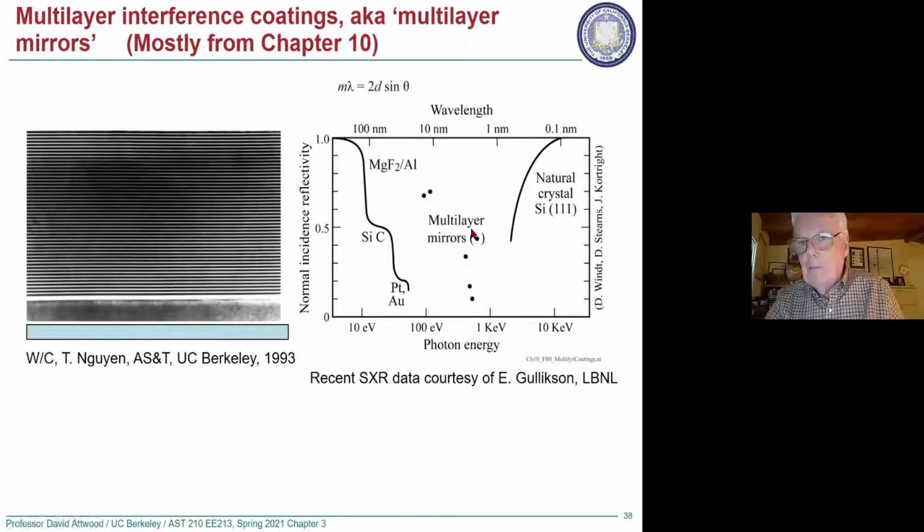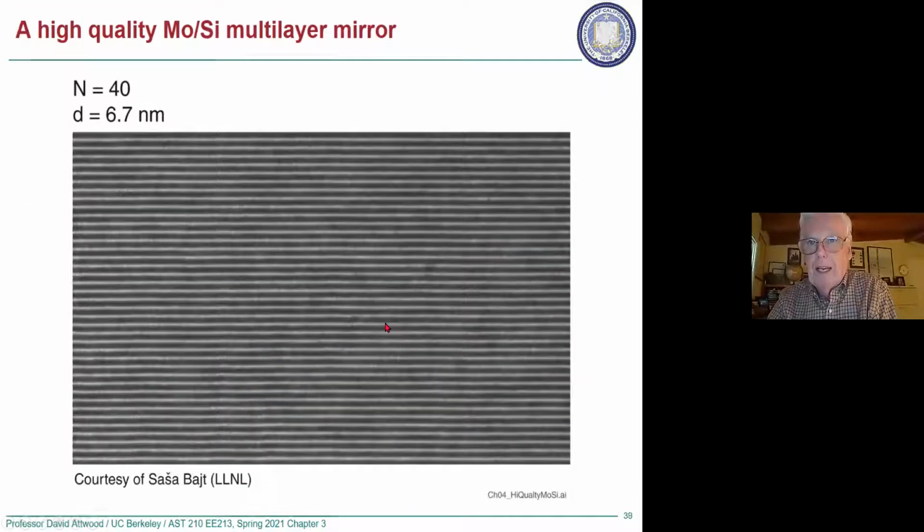Before multi-layer mirrors came along, there was nothing in the middle here. Okay, so between, let's say 20 or 30 eV up till many keV, 6 or 8 keV, there was a void. So multi-layers fill that. This is an example I showed you before.